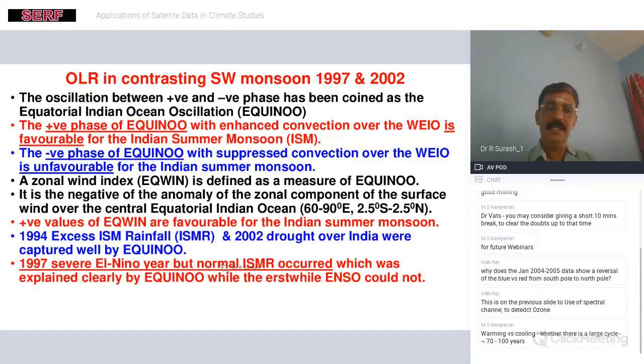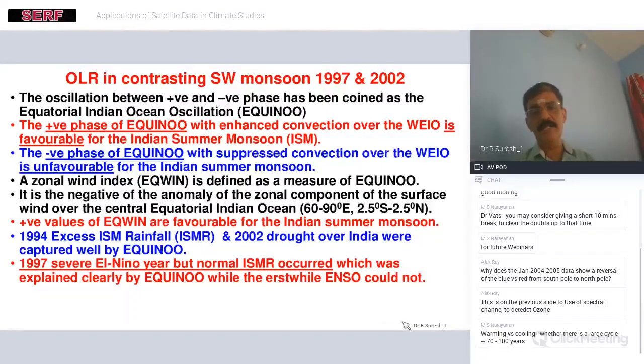This was not captured by the earlier dependency on El Nino Southern Oscillation, which was suggesting that it is going to be a totally scanty monsoon, but unfortunately it was not scanty, it was normal. The same way, 1994 and 2002, one was an excess rainfall, another one was a scanty rainfall. Both have been well captured by the EQUINOO index.